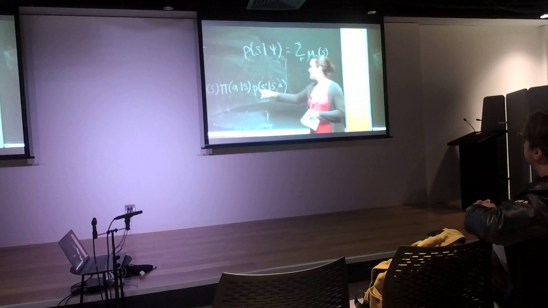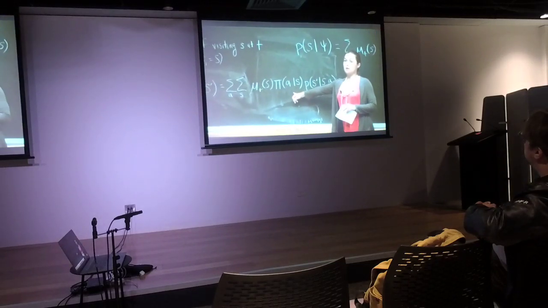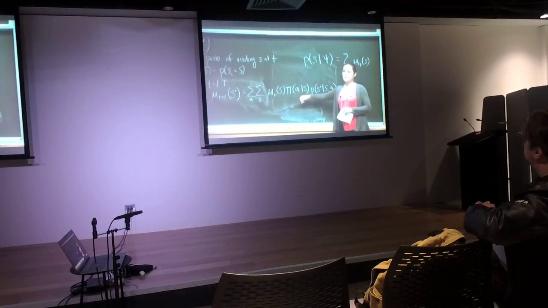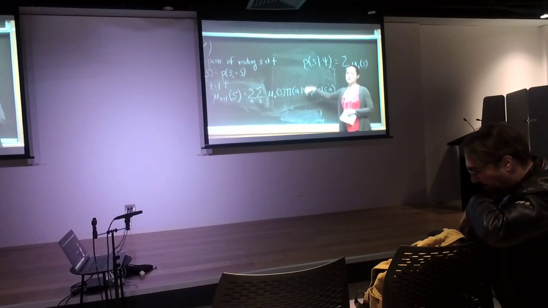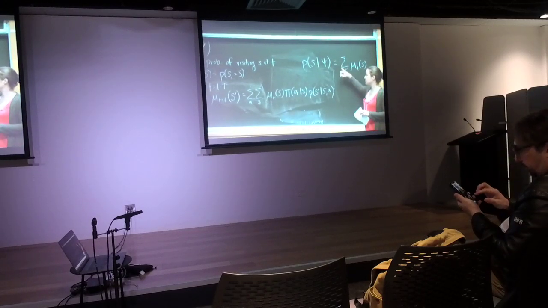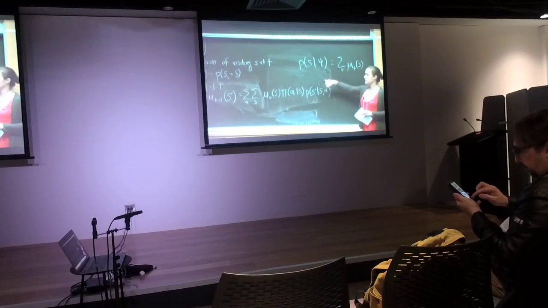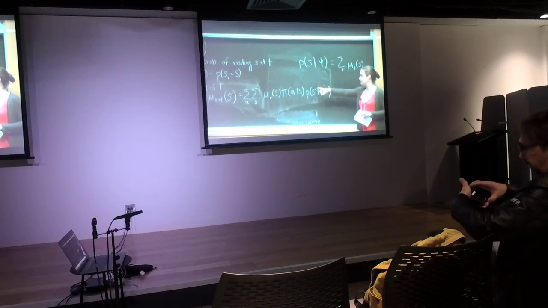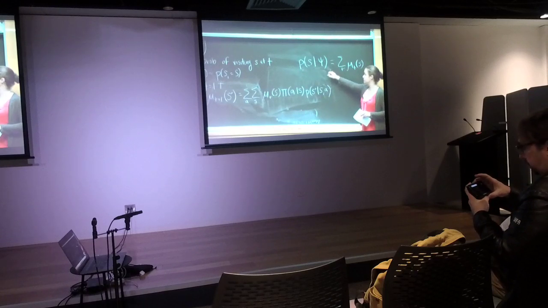One thing to note here is that this pi needs to be the optimal policy with respect to your reward function, because we're trying to find the state visitation frequencies under that optimal policy. So in order to compute these state visitation frequencies, we need to first compute the policy, and then compute using this algorithm.